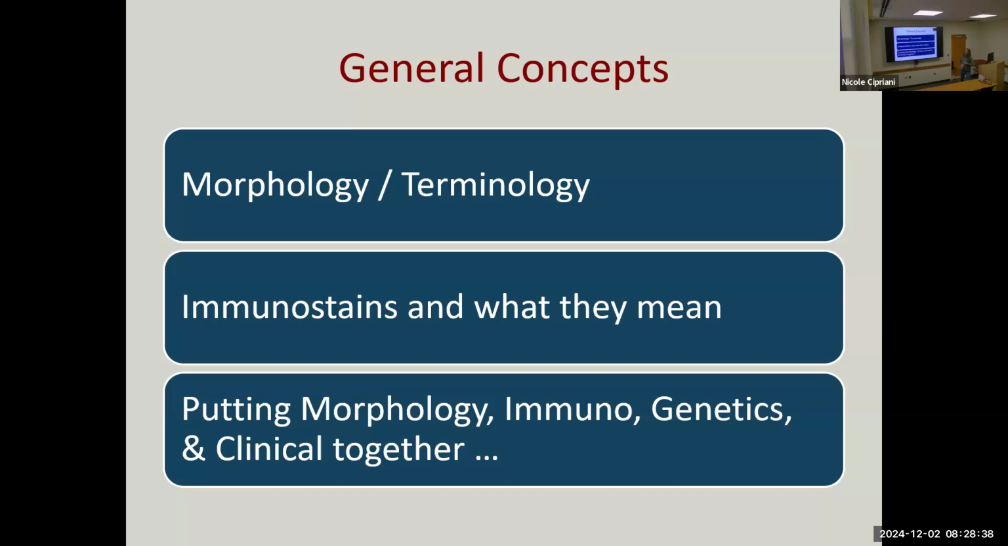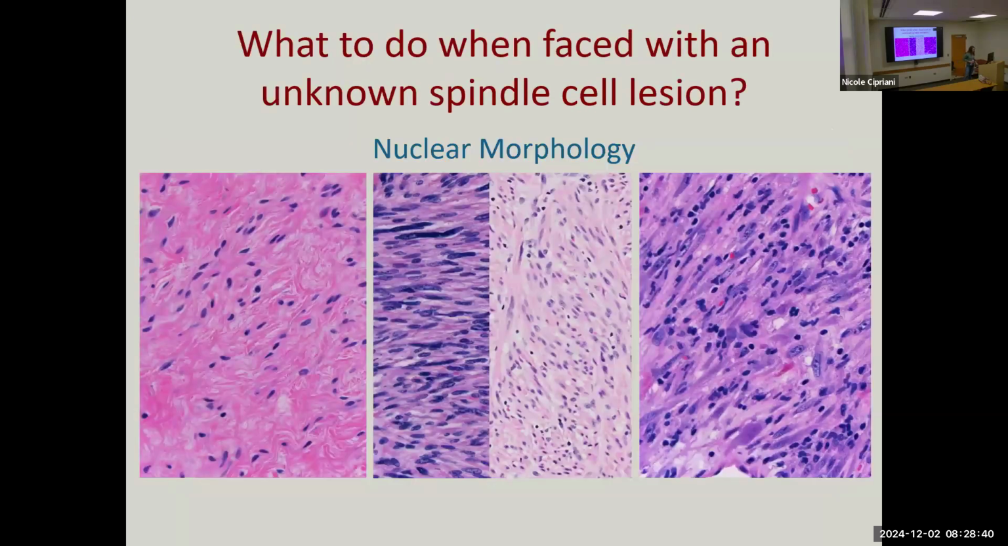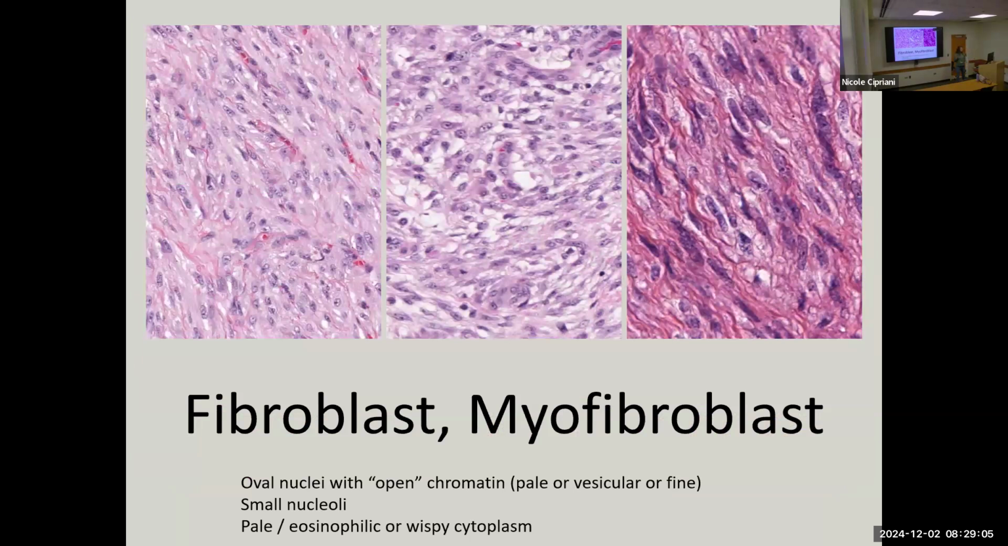Okay, so we'll go over our basic concepts. How do you look at an unknown spindle cell lesion? We want to think about various things like cytoplasmic morphology, nuclear morphology, stroma, architecture, right? So let's start with nuclear morphology. They all kind of mean different things. When you're looking at an oval nucleus with a small nucleolus and usually wispy cytoplasm, right? That's generally a fibroblast or a myofibroblast.